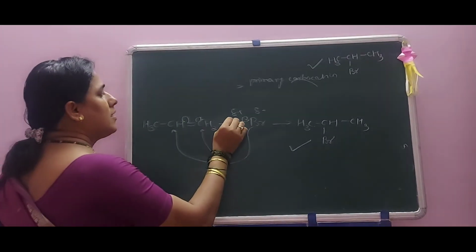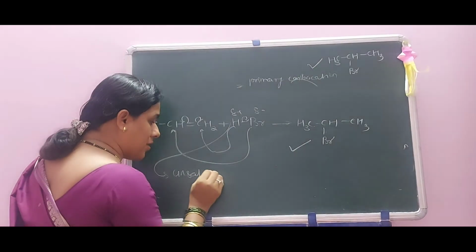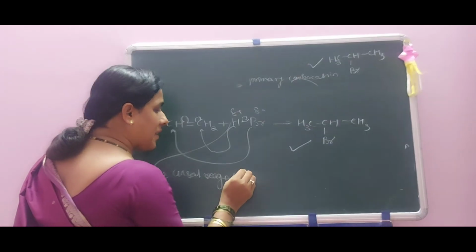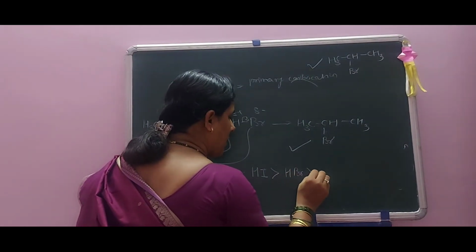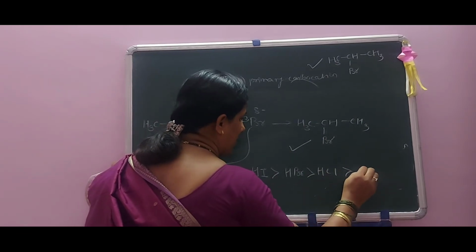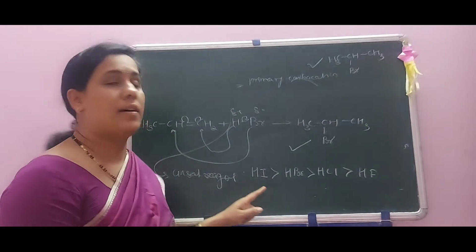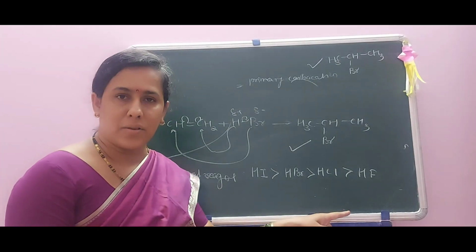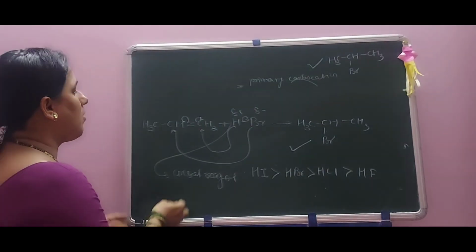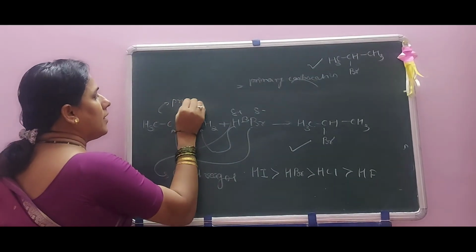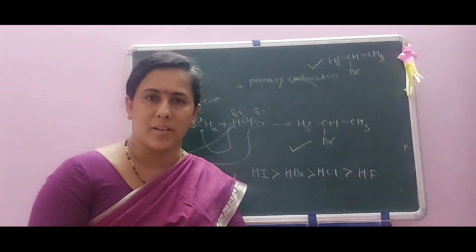As far as the reactivity of these unsaturated halogen acids is considered, HI is greater than HBr, which is greater than HCl, which is greater than HF. Thus we have explained Markovnikov's rule, along with the example of propene. In the next lecture, we are going to discuss the next point.